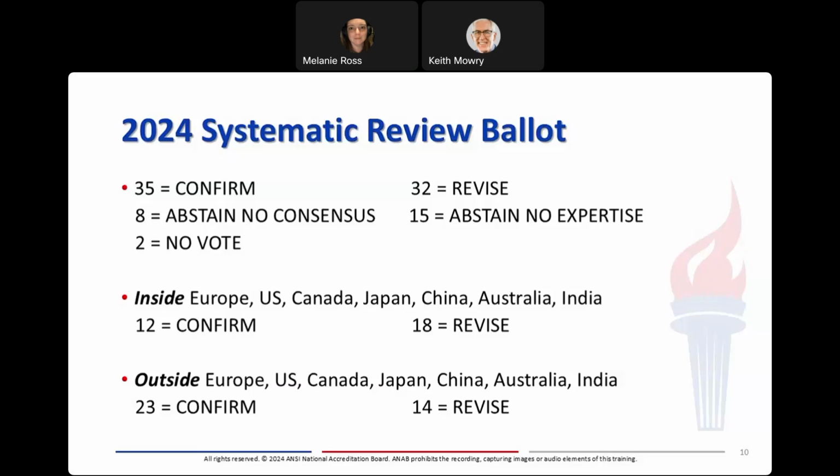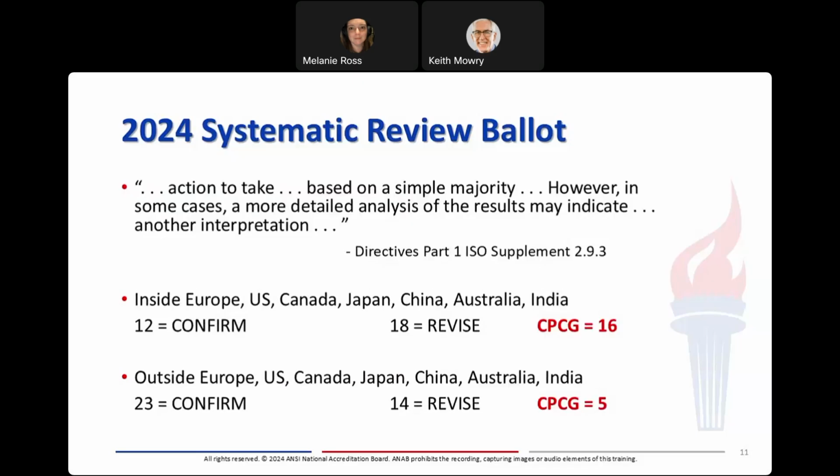Outside of those members, for all the other members of ISO CASCO, it was just the opposite. 23 voted to confirm and only 14 voted to revise. So when you put it all together, the total was to confirm rather than revise, with a very different look and decision based on the kind of CASCO members that voted.